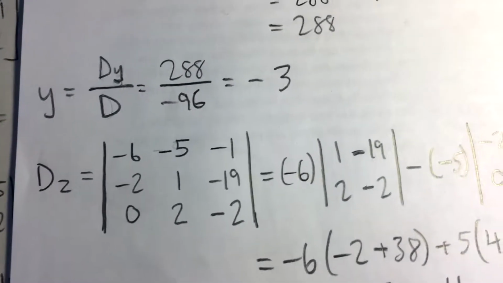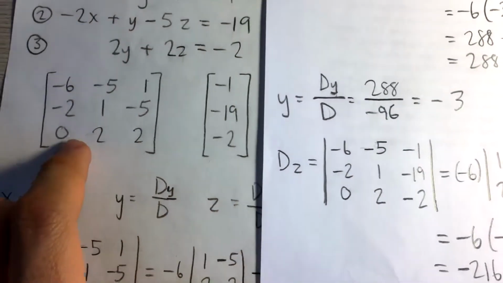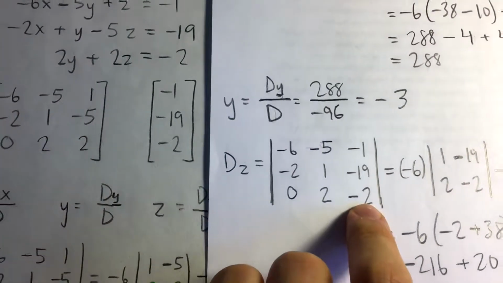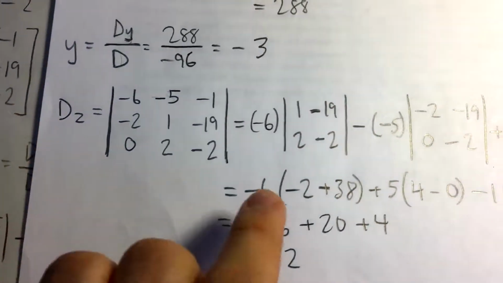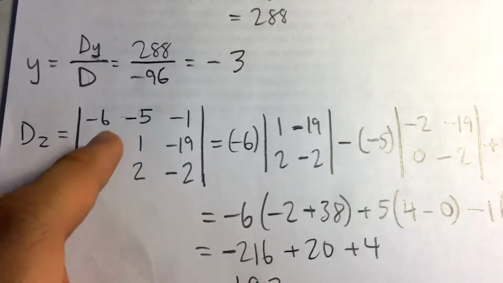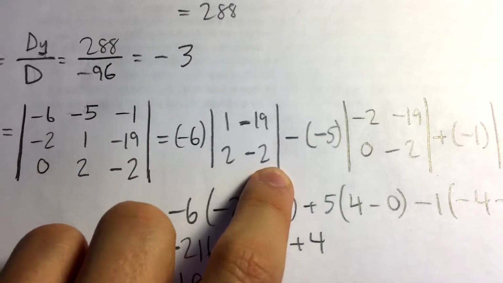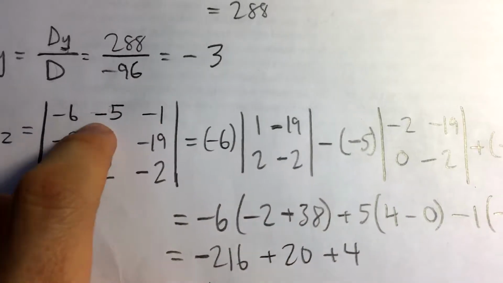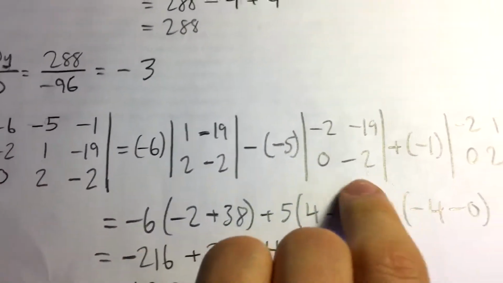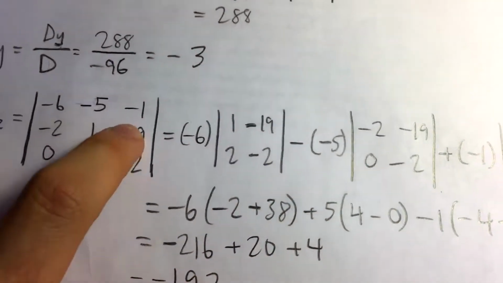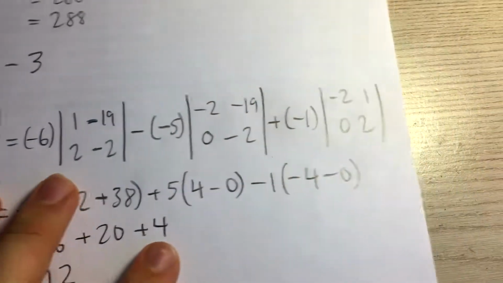Similar idea we can do for the z variable. Here you can compare it. The first two columns are the same, but we're going to replace the third column, the z column, with our constant matrix. It's now a similar idea. We start off with negative 6, cross it out. I get 1, negative 19, 2, negative 2. Minus the second column, negative 5. I cross it out, I get negative 2, negative 19, 0, negative 2. Plus the third column, negative 1. And I cross it out, I get negative 2, 1, 0, and 2.